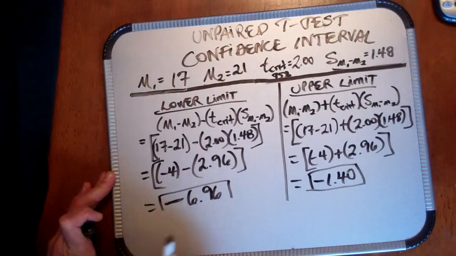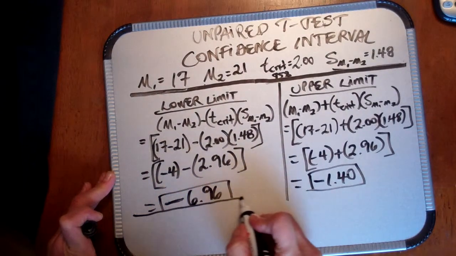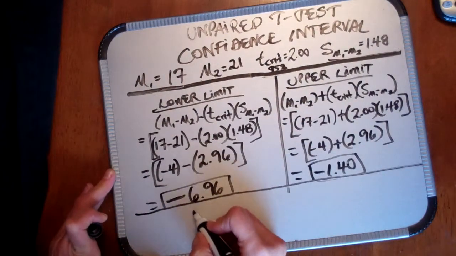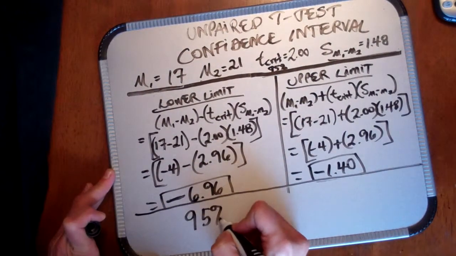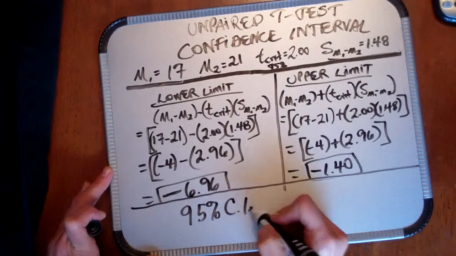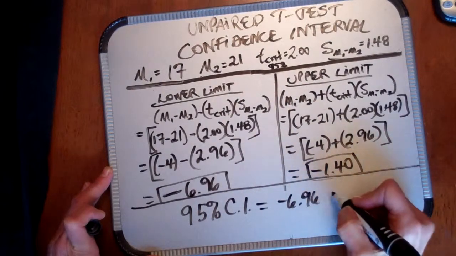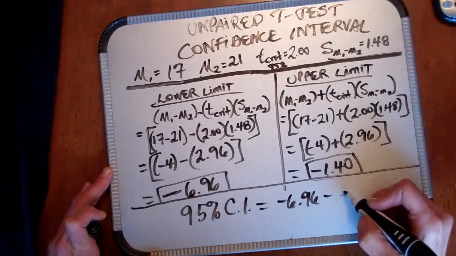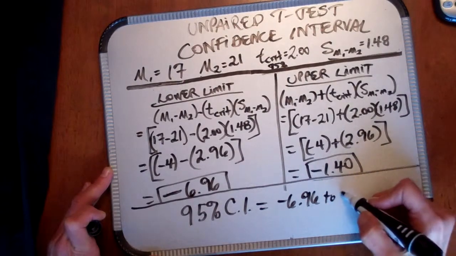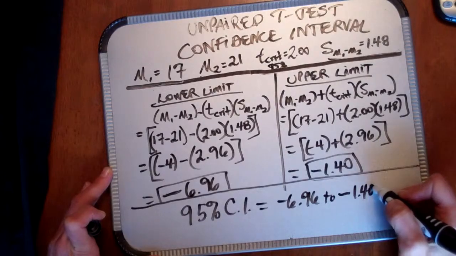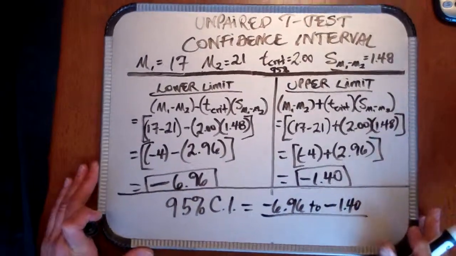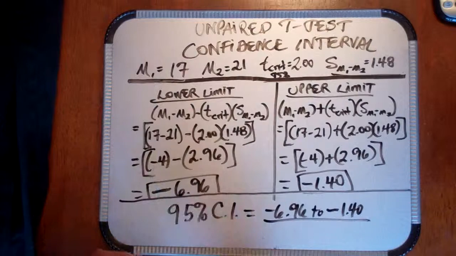And so let's just do this. Okay, so you might say 95% confidence interval for this, CI equals minus 6.96 to minus 1.40. That's the confidence interval for the difference between these mean values.